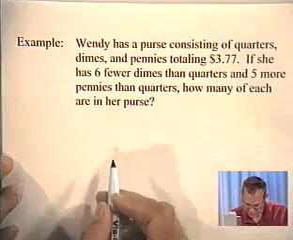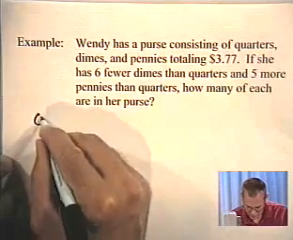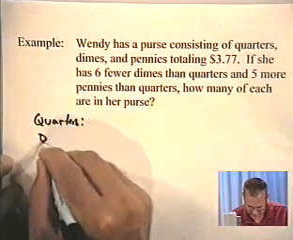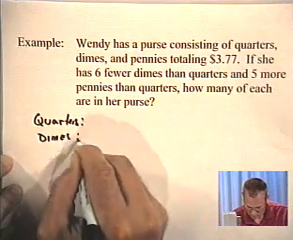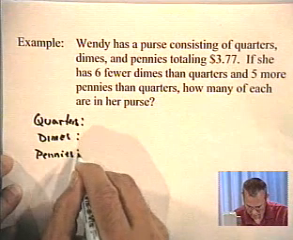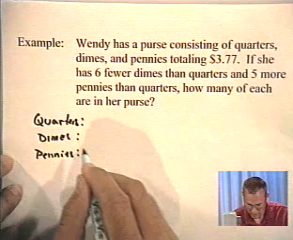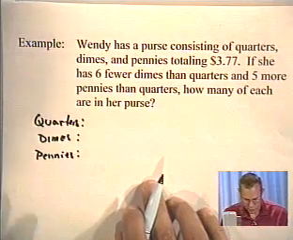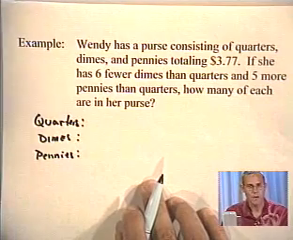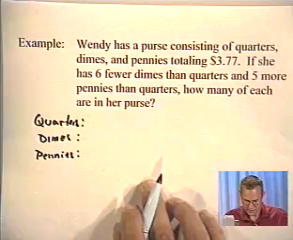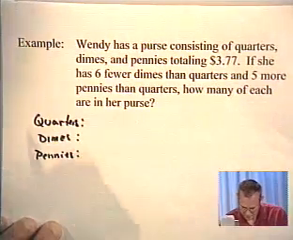Well, I'm going to just write a note to myself that I have quarters, dimes, and pennies. Now remember, throughout all of these word problems, we have to come up with one variable that's going to work with each of these components. So let's try to read the problem again.